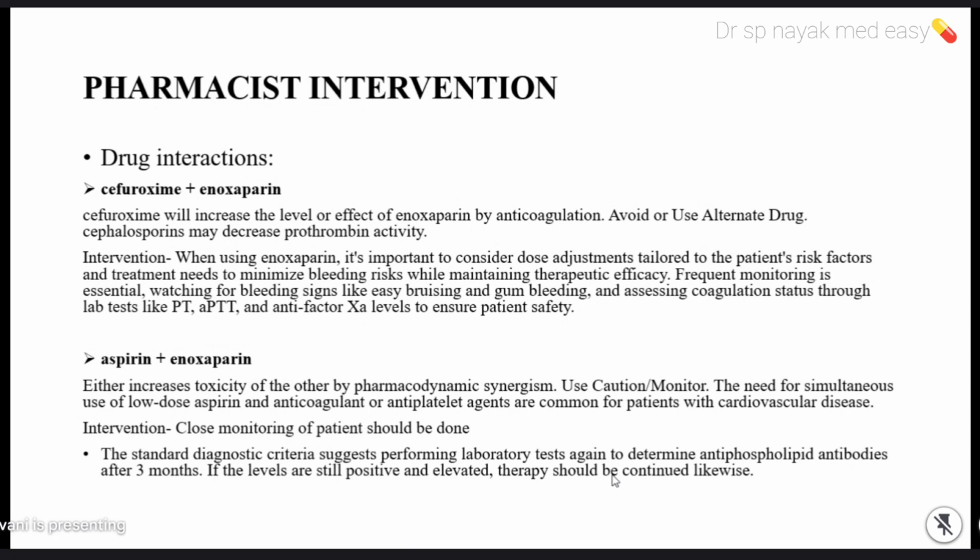Another pharmacist intervention is the standard diagnostic criteria, the Sydney criteria 2006, which suggests performing laboratory tests again to determine the antiphospholipid antibody levels after 3 months. If the levels are still positive and elevated, therapy should be continued likewise.